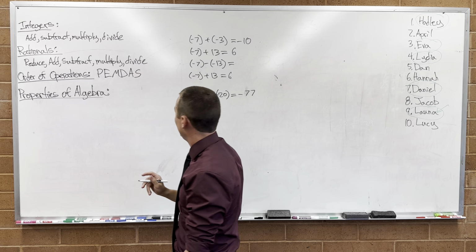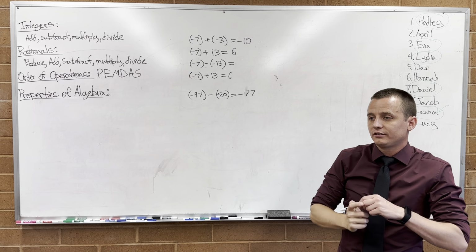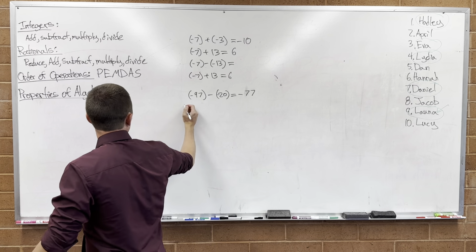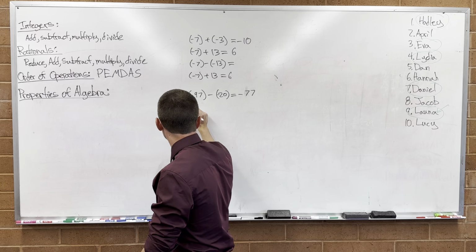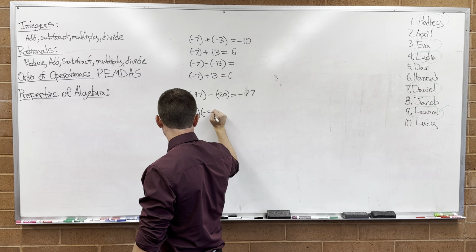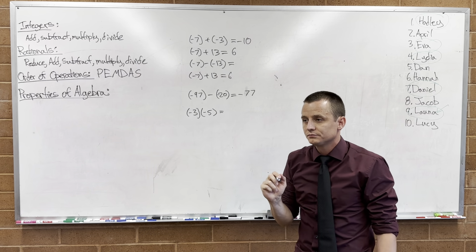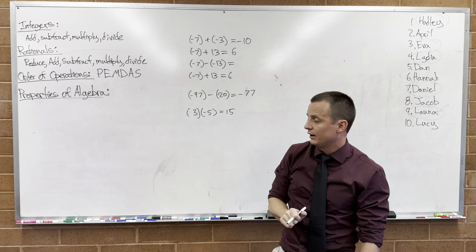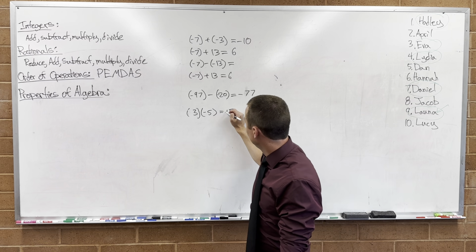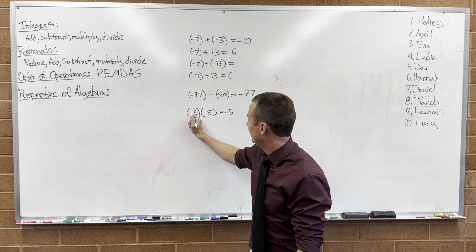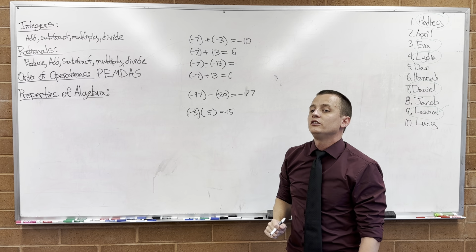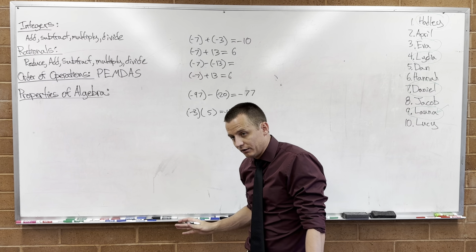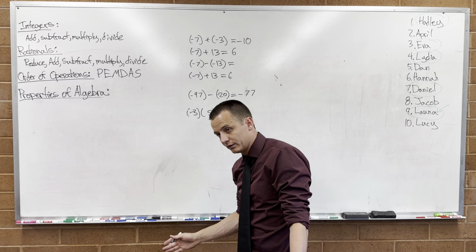All right, let's go on to multiplying. A negative times a negative is a positive. So, if I have negative 3 times negative 5, that is going to be positive 15. But if I had 3 times negative 5, what would that be? Negative 15. What if I had 5 times negative 3? Still negative 15. So, a negative times a positive is negative. A negative times a negative is positive.